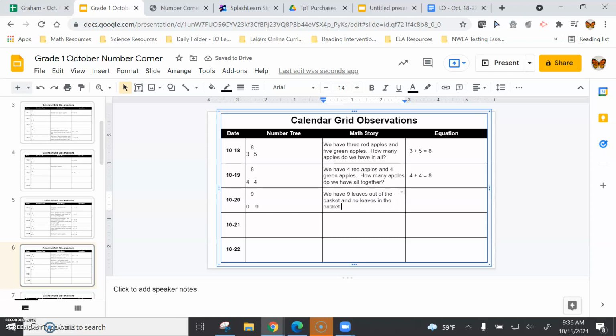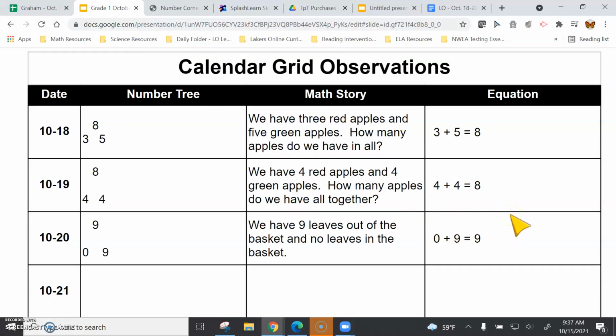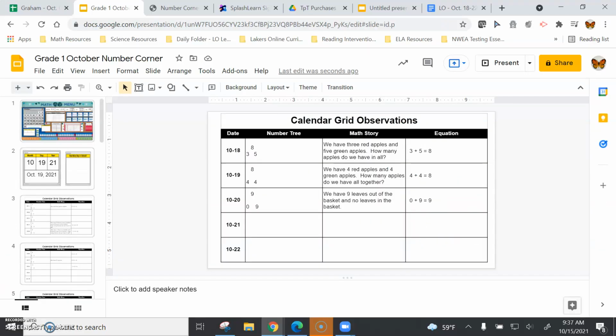Let's write that math equation that explains it, which is 0 plus 9 equals 9. There it is. Our number tree, our math story, and our equation. Fantastic, All Stars.